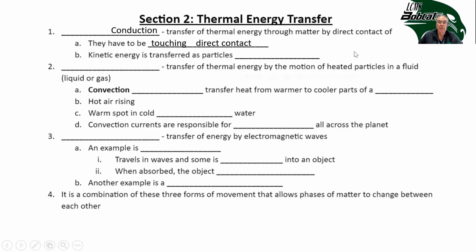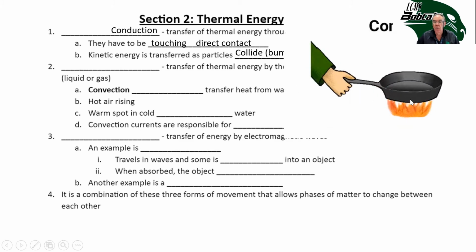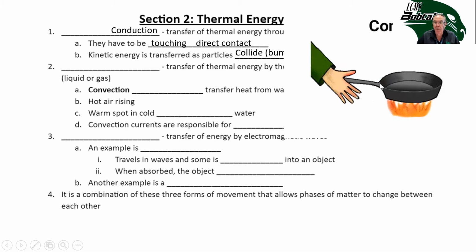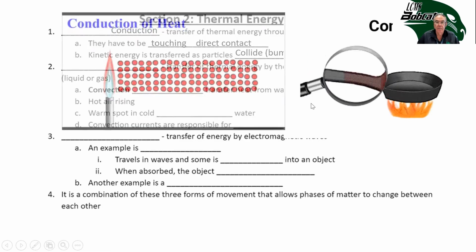Kinetic energy is transferred as the particles collide or bump into each other. So when you start heating something, right near the heat, the particles start to move faster, and then it bumps into the one next to it, and it keeps transferring the energy along. In this example, it shows the frying pan is getting heat here. As the particles get heat near the bottom of the handle, it moves up the handle as they transfer energy.